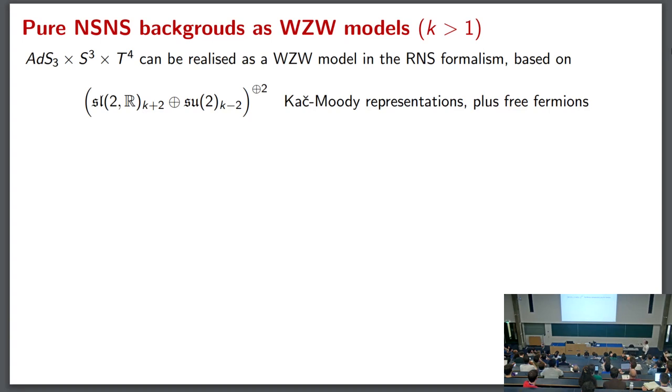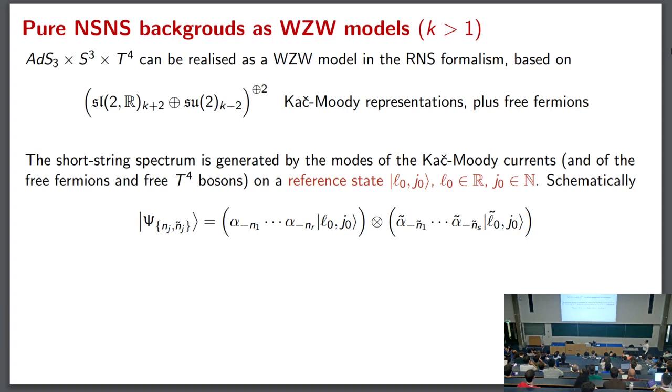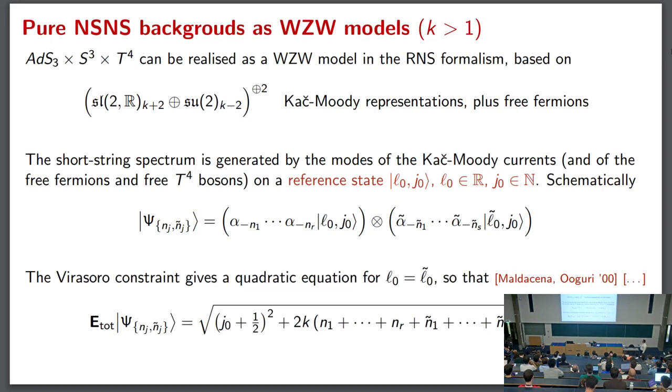And then you get a bunch of free fermions, and you get some free bosons from the T4 direction. And very roughly speaking, what you do is that you generate the spectrum by freely acting with the modes of the Kac-Moody currents and the modes of the free bosons and the modes of the free fermions in the RNS string. You take some reference state, you act with these modes, you get a candidate state psi. Then you have to impose some physical state condition, which is the Virasoro constraint, and that gives you some quadratic constraint. At the end of the day, you can write down the energy in closed form. I'm not deriving anything, I'm just telling you the story. And the energy looks something like this.